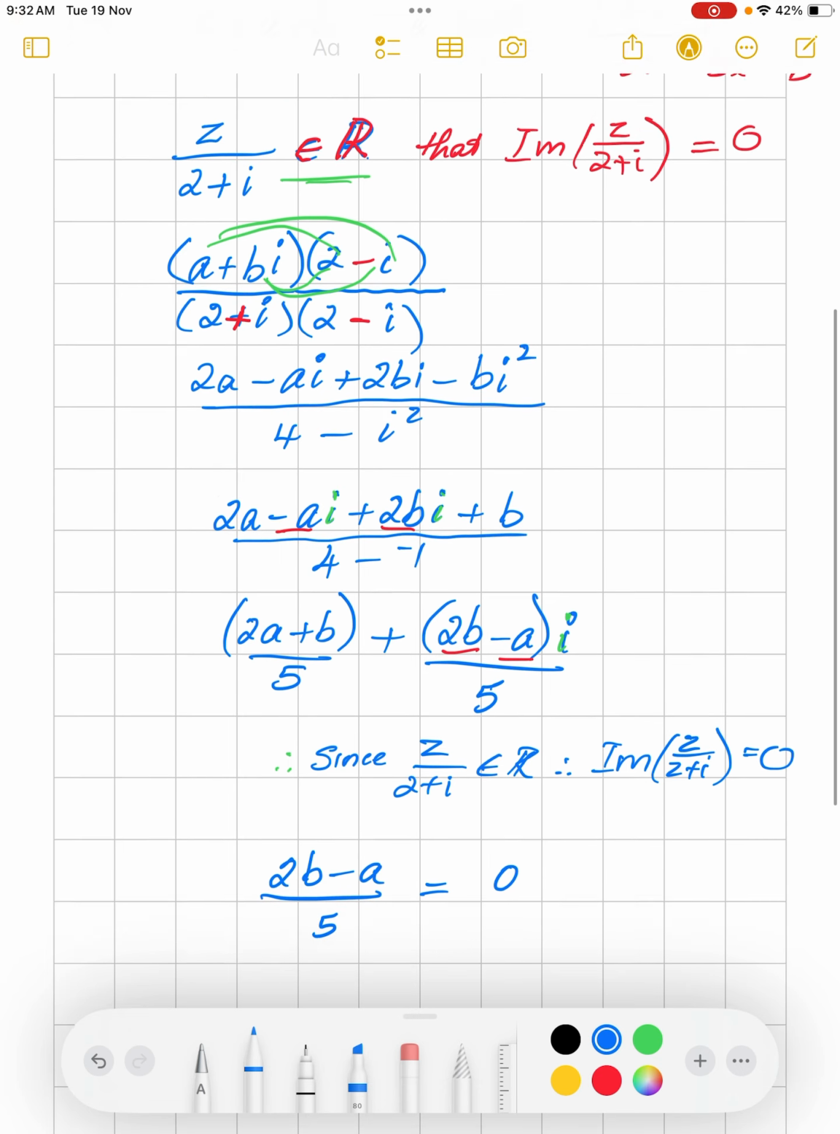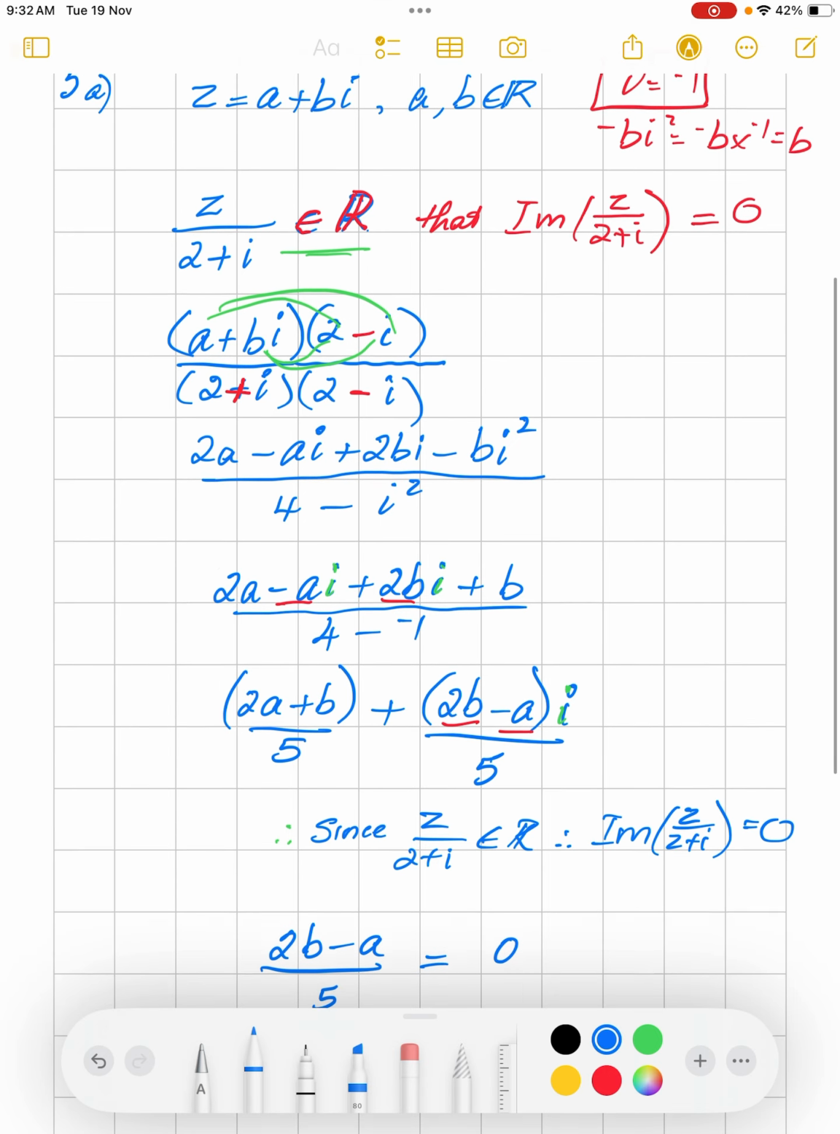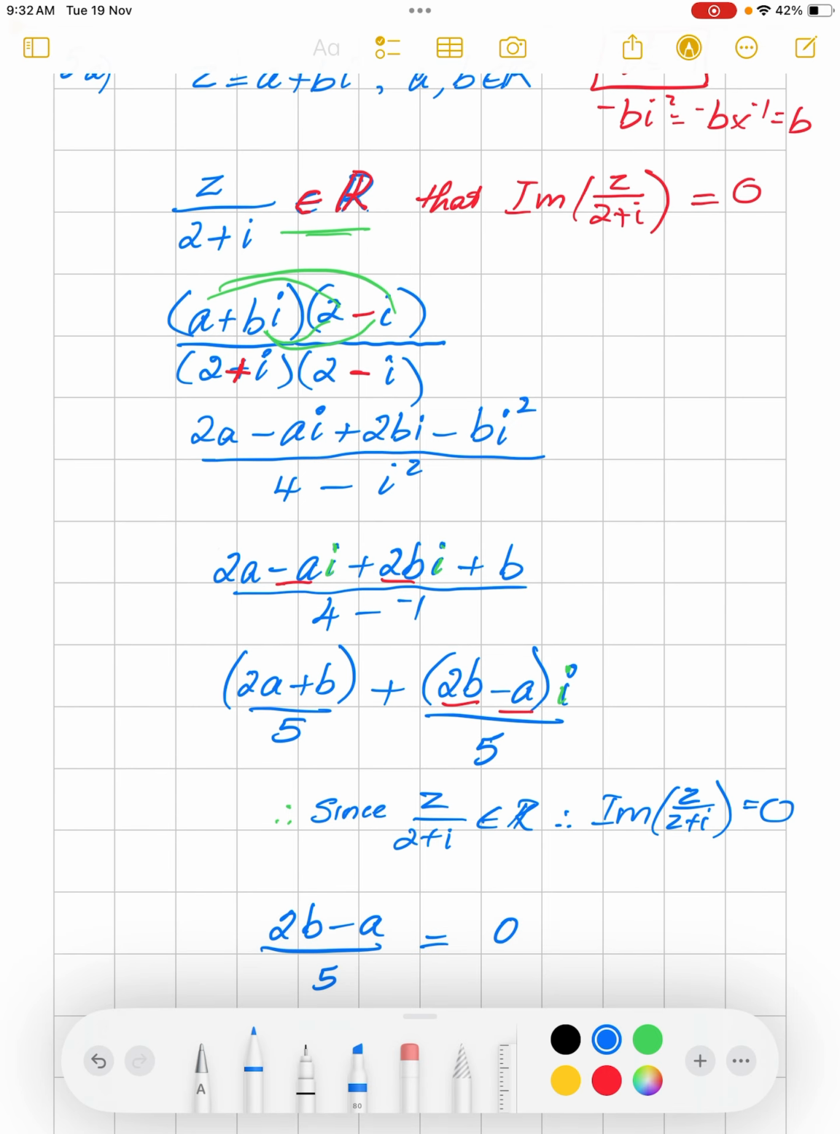So let's solve this, and then we're finished. We will multiply by 5, therefore 2b minus a equals 0, and then take the a across, therefore a equals 2b. And there is the relationship between a and b. a must be double b so that our fraction z over 2 plus i is a real number.